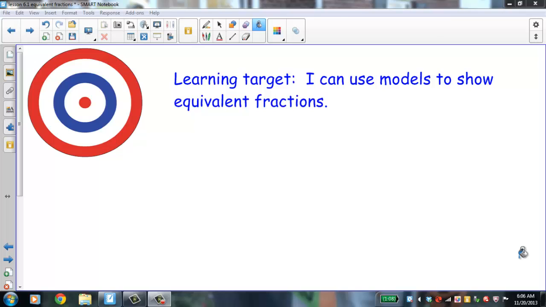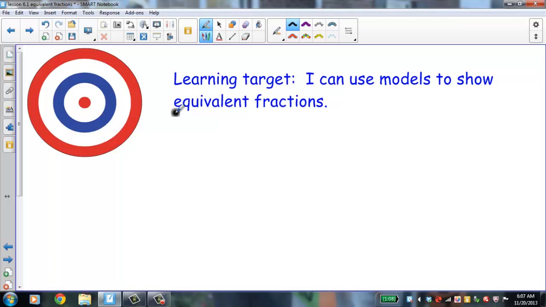Today we are going to begin with the end in mind by thinking about what we are going to learn today. Today our learning target is I can use models to show equivalent fractions. We have discussed the word models several times in math, and we talked about how in math a model is something that shows how to do some kind of task. In this case, it's going to show us a fraction, but we've also used models to show multiplication, division, etc.